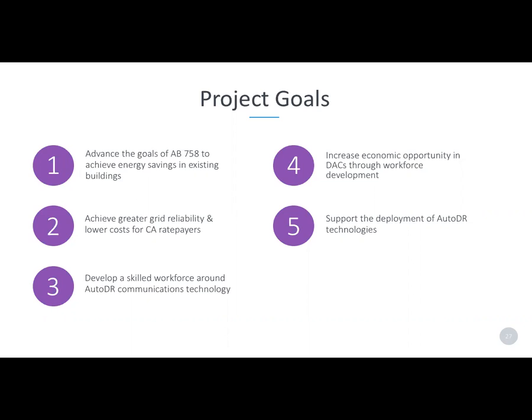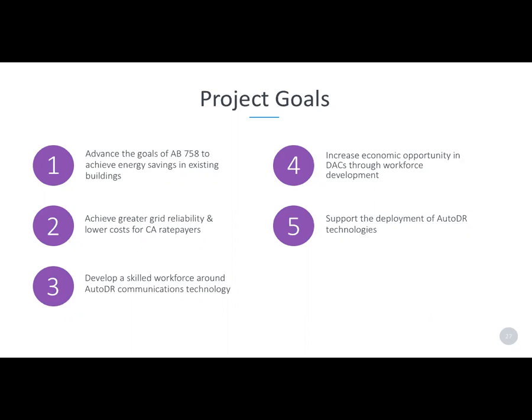So these objectives are in place with a few goals in mind, and some of these you may be aware of. One is to advance the goals of AB 758, which promotes increased energy savings in existing residential and commercial buildings, but also to achieve greater grid reliability and lower costs for ratepayers, develop a skilled workforce to commission and install AutoDR technology, increase economic opportunity in disadvantaged communities, and continue to support the deployment of AutoDR technologies.